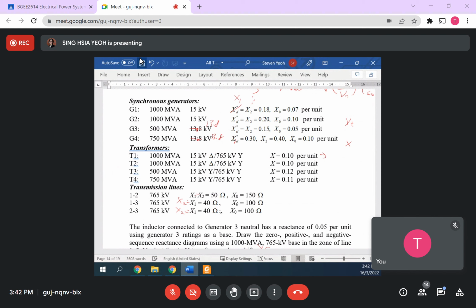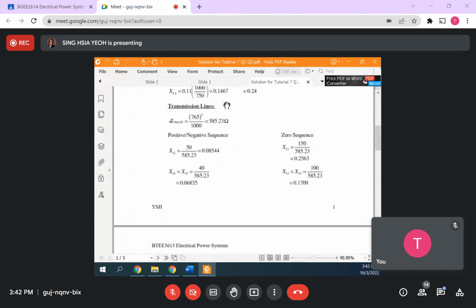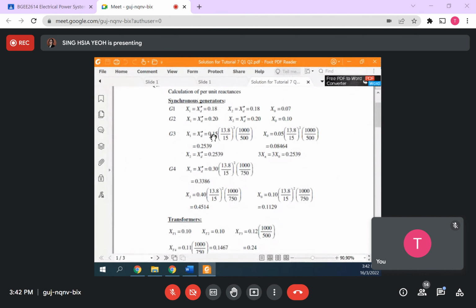After you convert, you should get transformer 0.1 JPU. T2 will be 0.1 as well, JPU. T3 will be 0.24 JPU. T4 will be 0.1467 JPU. Okay, can all of you get the correct answer? After that, then what should you do after that? I will post this answer to Google Classroom later.